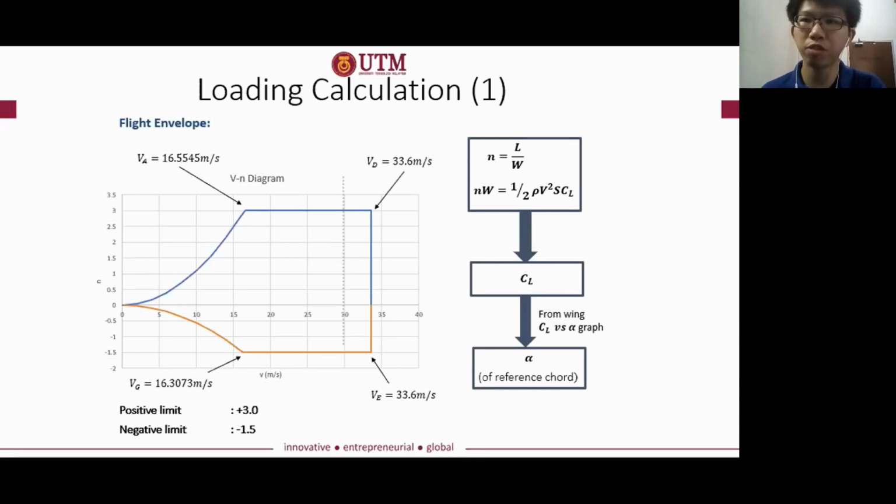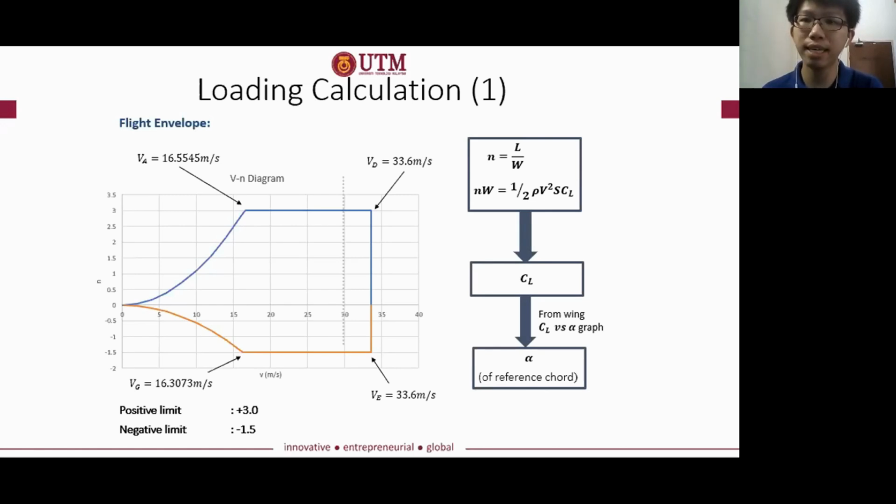Also, there are various important features of the VN diagram at points A, D, E, and G as indicated in the VN diagram. Point A, also known as the maneuver speed, defines the maximum airspeed that allows full maneuverability. At lower speeds, the structure cannot be overstressed because it will stall before reaching the limit load factor. The aircraft's limit load factor is reached at the maneuver airspeed. Higher speeds may result in possible structural damage. Also, point G defines the maximum airspeed that allows full maneuverability in a negative lift situation. Airspeeds greater than point G give negative lift that can damage the aircraft structure.